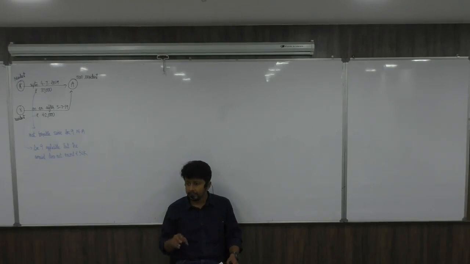In 80CCD, there is a pension scheme. When the employee contributes, he gets a deduction under 80CCD subsection 1. When the employer contributes, the deduction is allowed under 80CCD subsection 2. And there is another subsection 1B for the own contribution. The maximum limit attached there is 50,000.